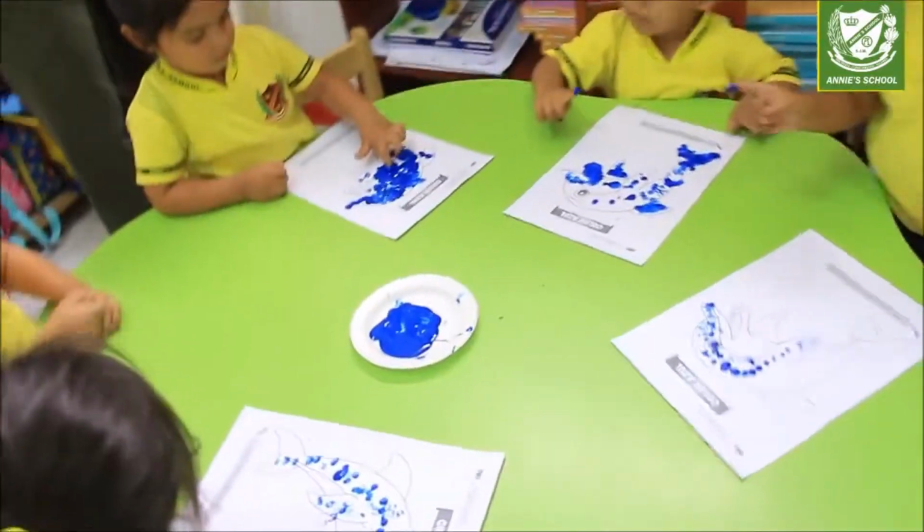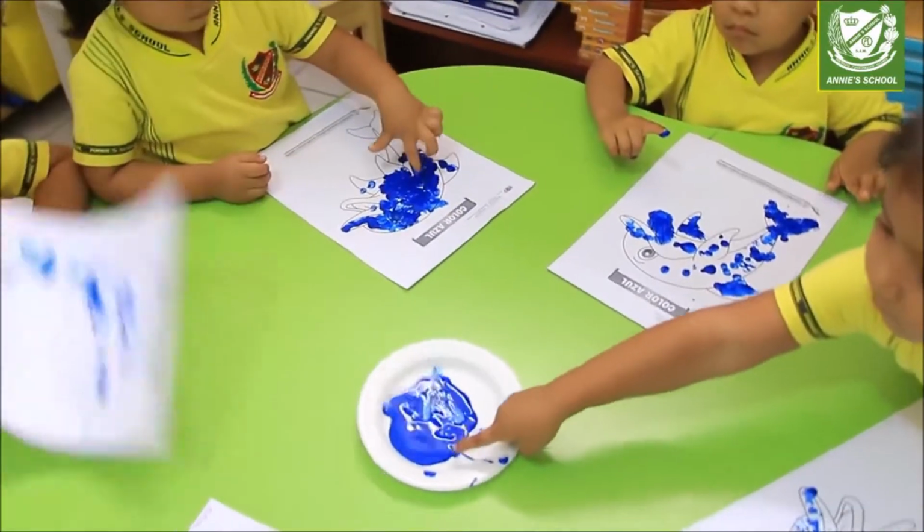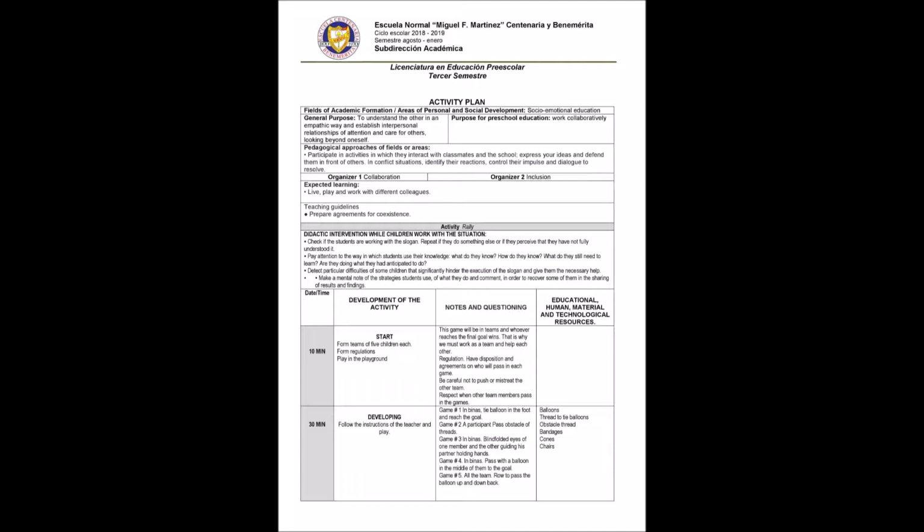As we see that, we can see a student is working in teams and having good communication. And for the final prize, they won a medal. Of course, a chocolate medal.